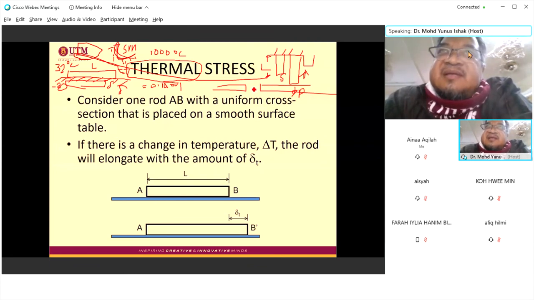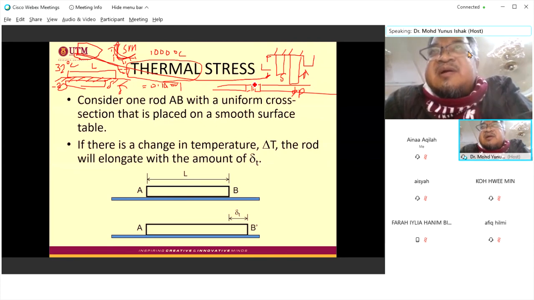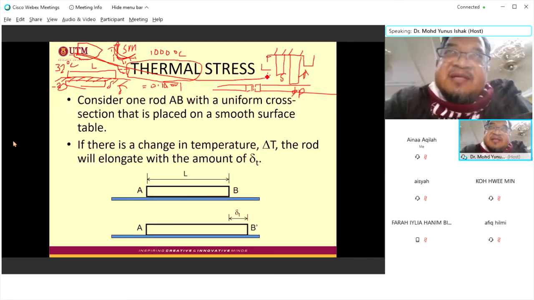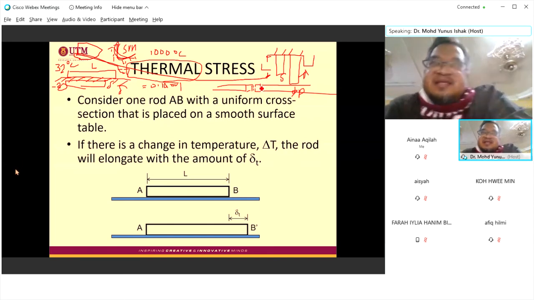A good example is the railway track. When the weather is hot, the rail track will expand, and you must allow the deformation to happen, so you must put a gap. At night, the temperature drops, it will go back to the original position, or it will shorten. If you stay beside the railway track, you can see there's a gap.